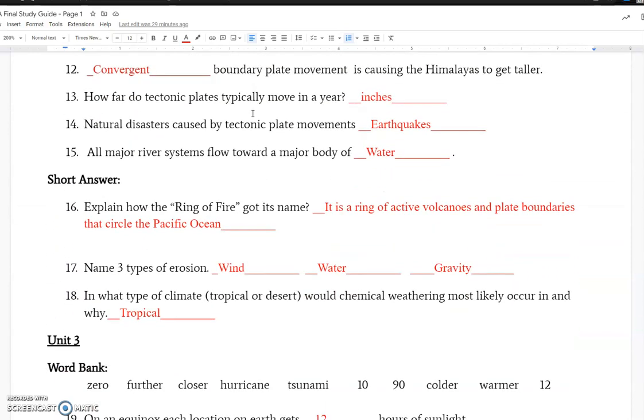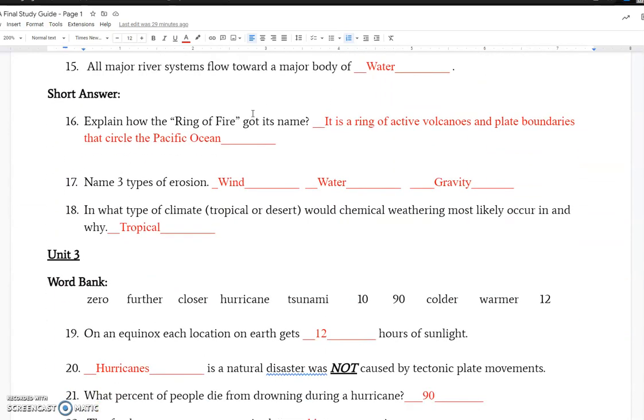Let's look at our short answer ones. So, explain how the Ring of Fire got its name. Well, it's an active ring of volcanoes and plate boundaries that circle the Pacific Ocean. It's pretty straightforward. 17. Name the 3 types of erosion. You have your wind erosion, you have water erosion, and you have gravity.